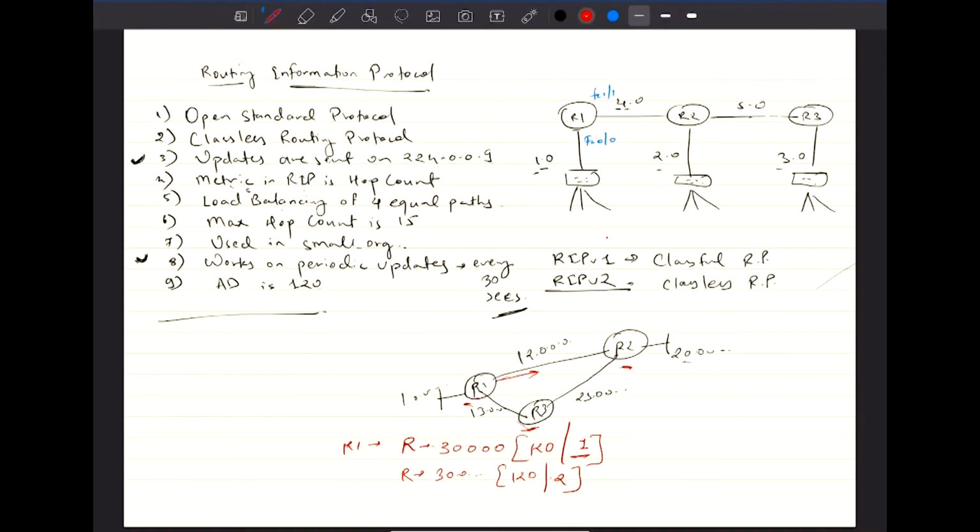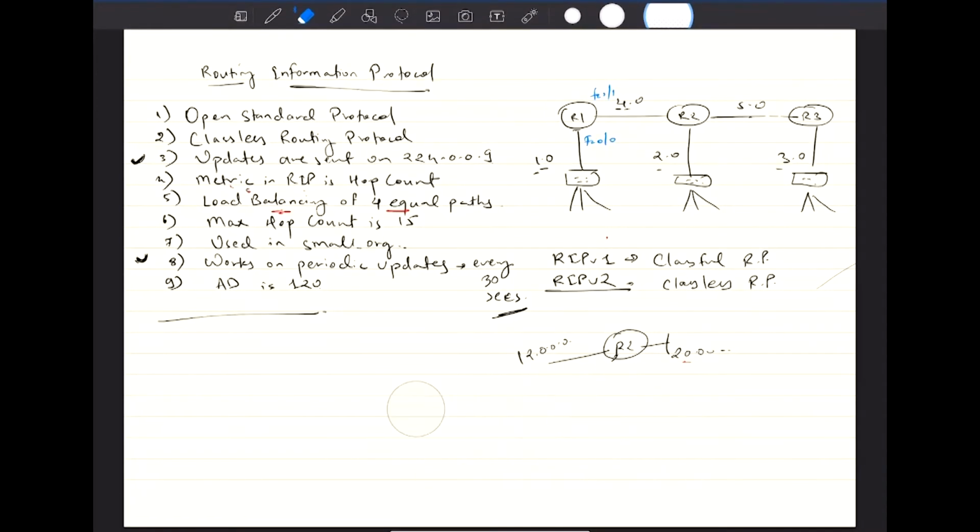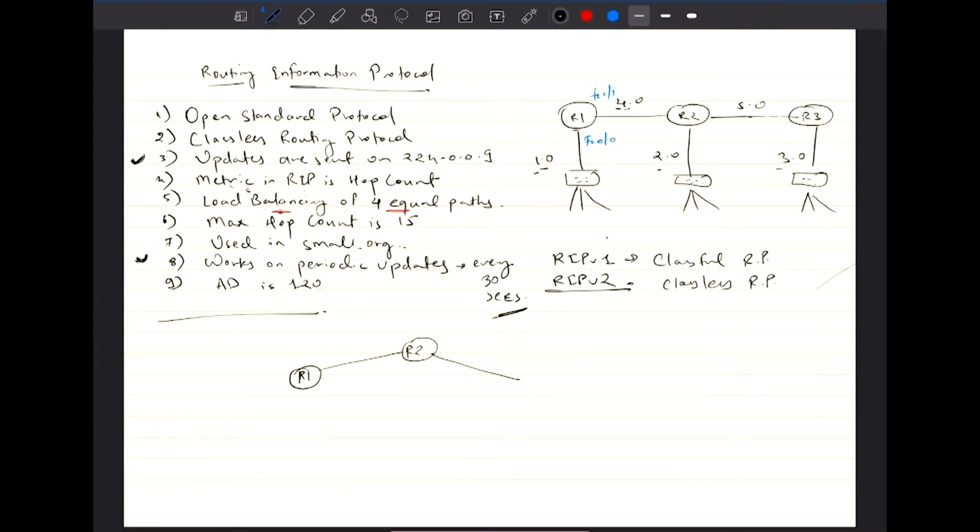Then we talk about load balancing of four equal costs or four equal paths. What it means is, if you have a scenario that the destination network is reachable via, for example, if you have R1 again, and then you have R2, and then you have R3, then you have R4, and then there R5, and then there R6, R7, and then there.